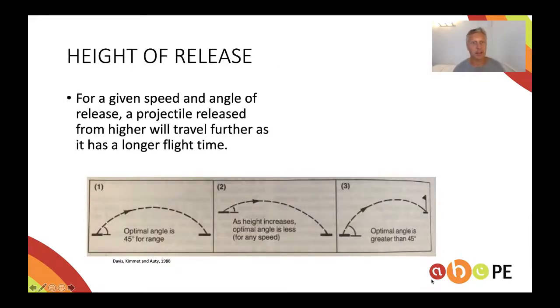Here we are speaking about heights of release, and you can see in the diagram exactly what I was talking about in the last slide. Generally, for any given speed and angle of release, a projectile released from a higher vantage point is going to travel further, and the reason for that is it just has a longer flight time, so it's in the air for longer before it hits the ground and stops its horizontal distance.